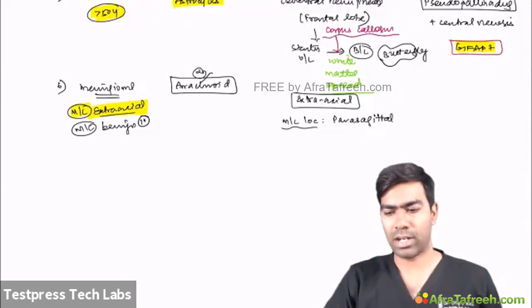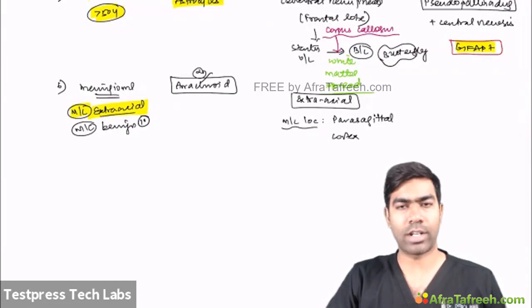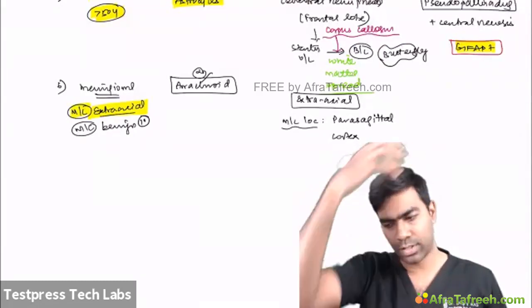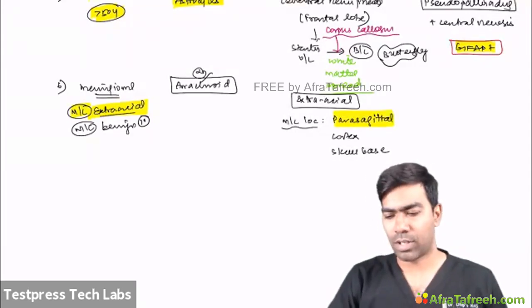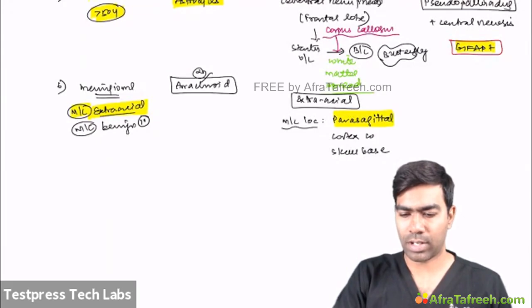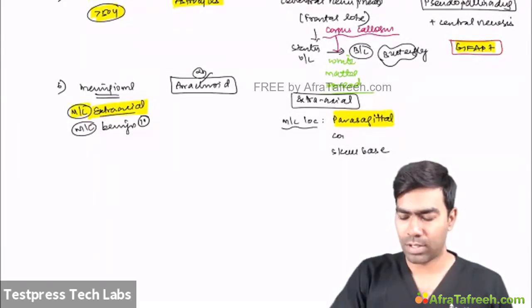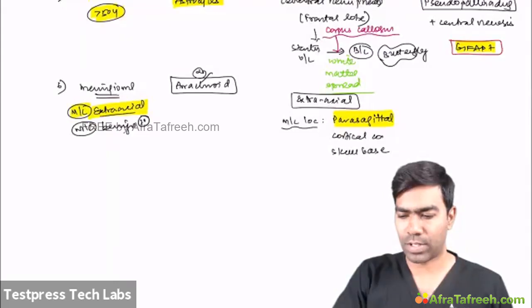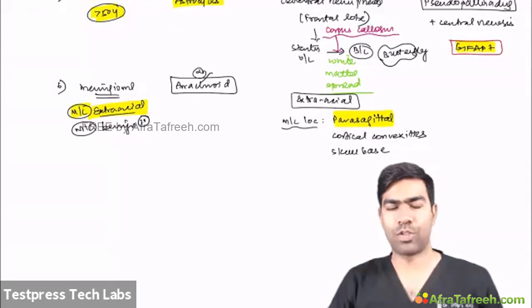Apart from that, it can happen in the cortex, or we can write cortical convexities. And you can have a skull-base meningioma also. It's very difficult to treat. Operation is also very difficult for skull-base meningioma, but the usual location is the parasagittal location, second is cortical convexities, followed by skull-base meningiomas.